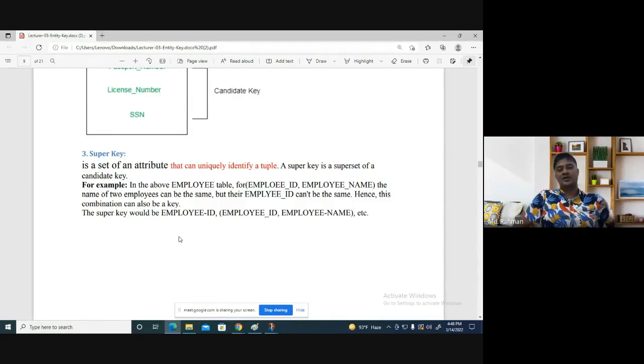Now let's talk about the super key. This is very easy. You know, a super key is a set of attributes that can uniquely identify a tuple. But a super key is a superset of a candidate key. So what is a superset? Can anyone tell me? Subset of super key, superset of a candidate key. That means a superset of a candidate key contains everything in the candidate key, and it can have more as well, right?